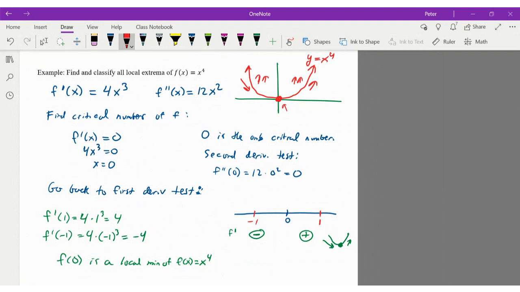Okay. So any questions about that example? Okay.